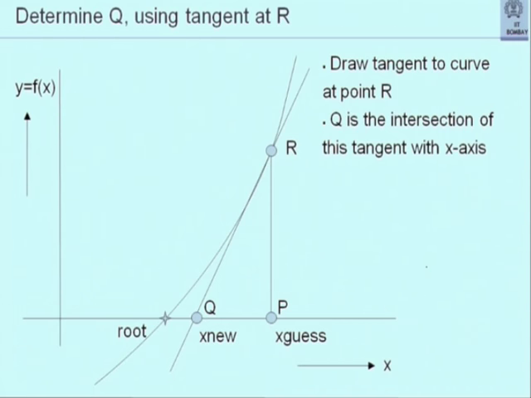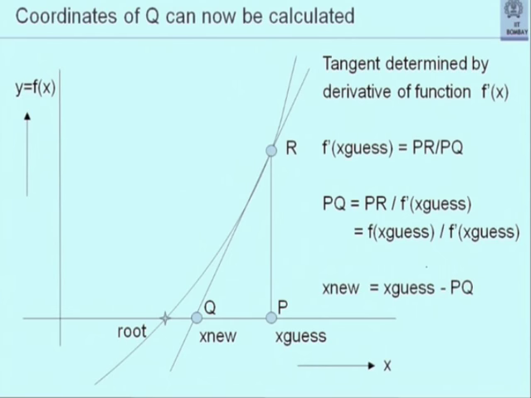This is what we just saw. And further, we note that the tangent is determined by the derivative. So f dash of x guess will be equal to PR upon PQ. We need to find out PQ, this distance. If we find out this distance, then x guess minus that distance is my new coordinate x nu for the root, right? So PQ is given by PR upon f dash x guess. PR itself is f of x guess. So f of x guess upon f dash of x guess. And knowing that, I can find out x nu, which is simply equal to x guess minus PQ.